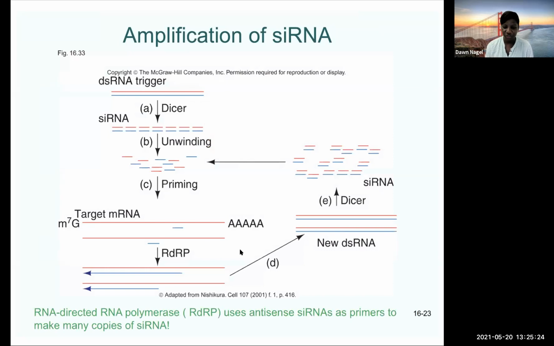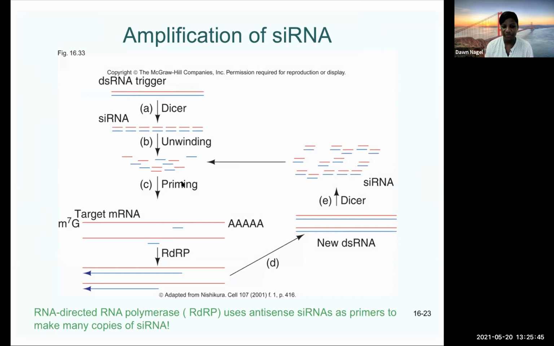And that's really what's shown here in this amplification model, right? Where you have your double-stranded RNA, which just triggers this whole process. Dicer dices it up into little double-stranded molecules. You go through the whole process we talked about, getting rid of one of the strands.